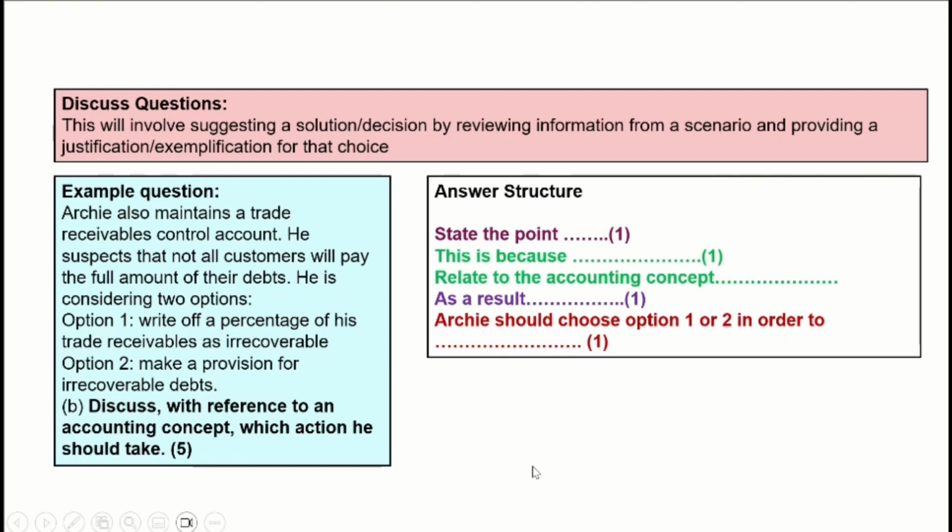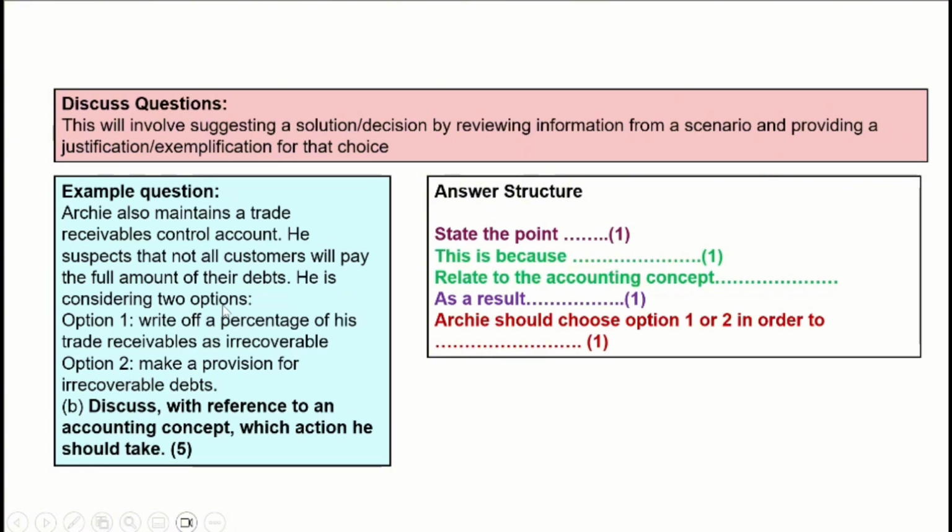This is a theory question for 5 marks. This will involve suggesting a solution decision by reviewing information from a scenario and providing a justification, exemplification for that choice. Archie also maintains a trade receivable control account. He suspects that not all customers will pay the full amount of the debts.